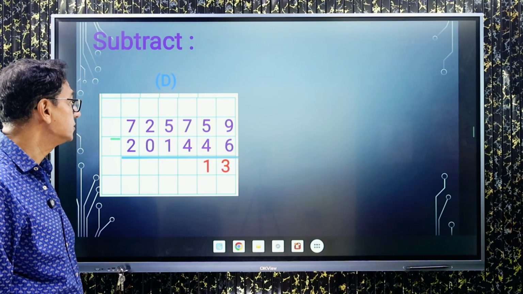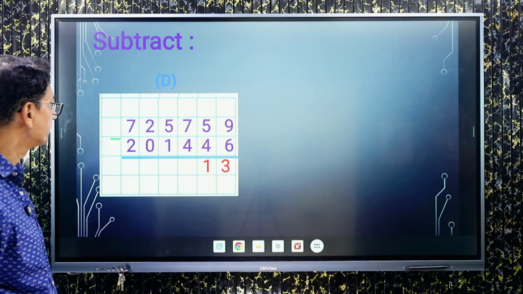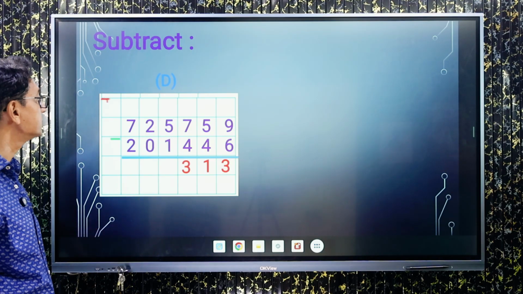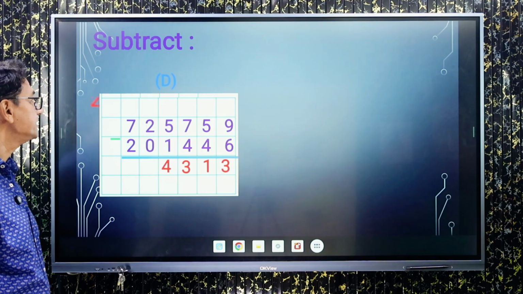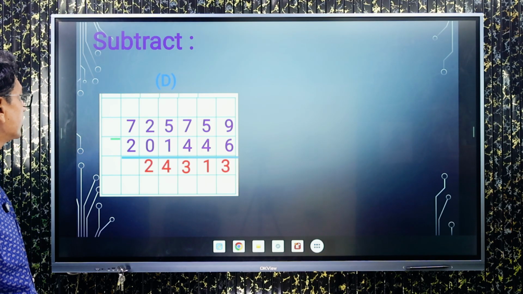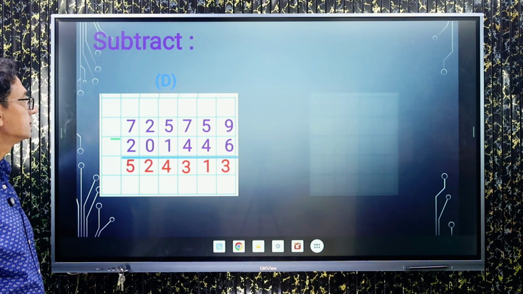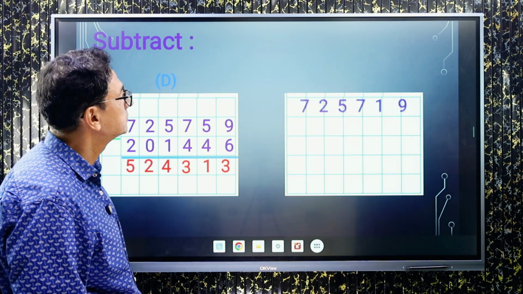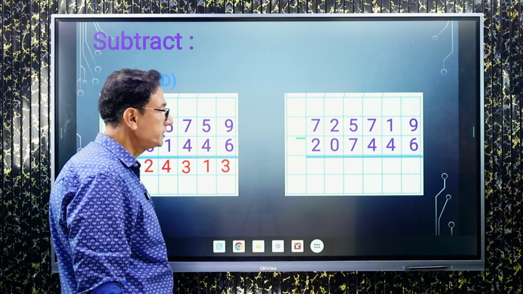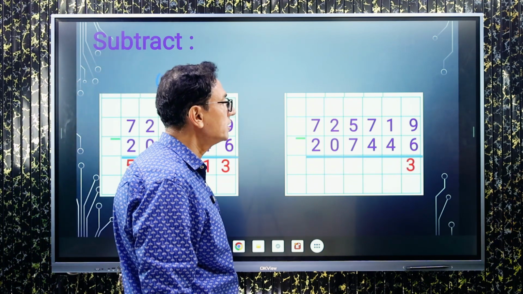7 minus 4 equals 3. And 5 minus 1 equals 4. 2 minus 0 equals 2. And 7 minus 2 equals 5. 9 minus 6 equals 3. Yes. 1 minus 4.